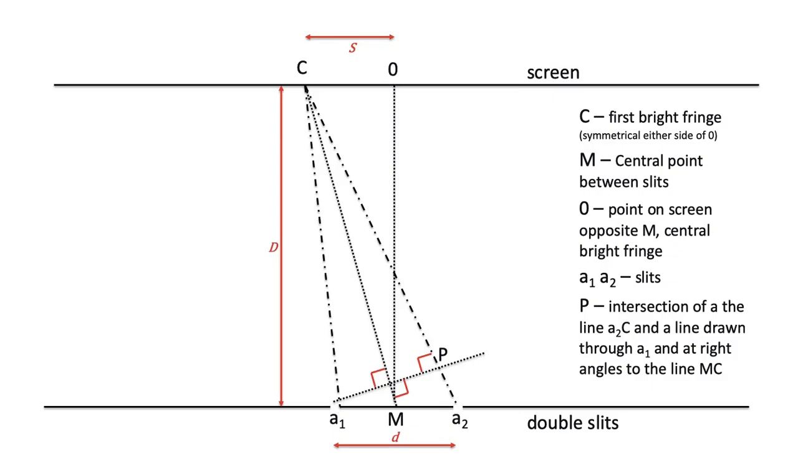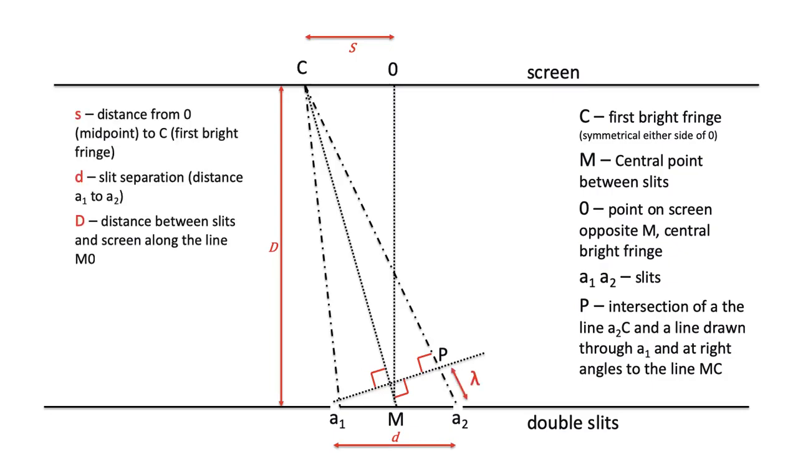A1 and A2, as I've described, are the slits, and we've drawn also this point P. This point P lies partially along the line connecting A2, the second slit, and that first bright maxima. We should also define some distances. Little s up at the top is the distance from the midpoint to the first bright fringe, the first bright maxima. Little d is the slit separation, the distance between A1 and A2, and big D is the distance between the slits and the screen.